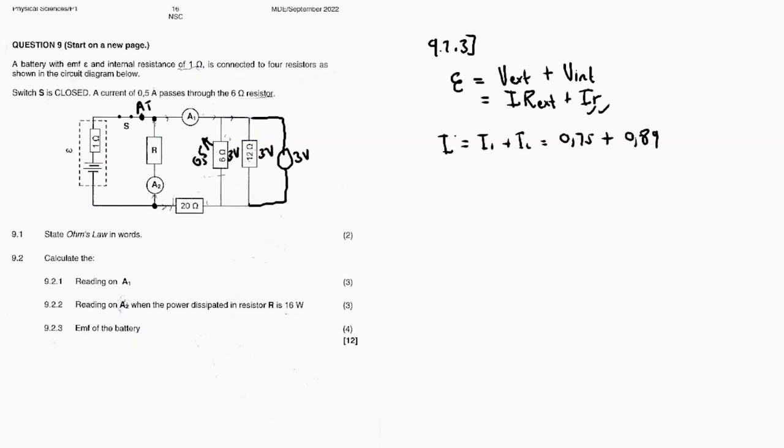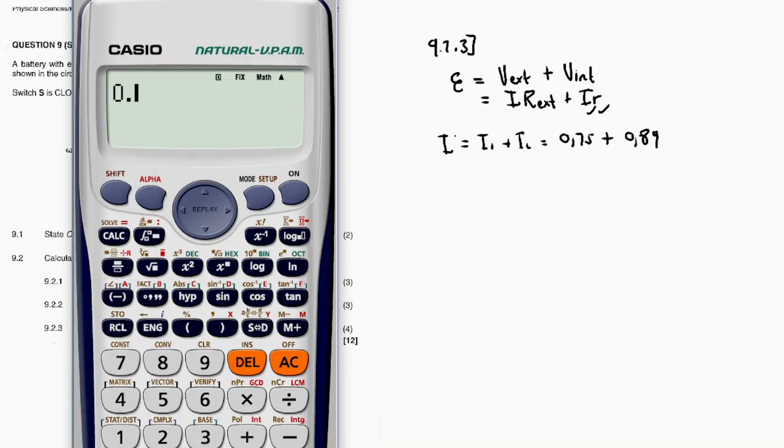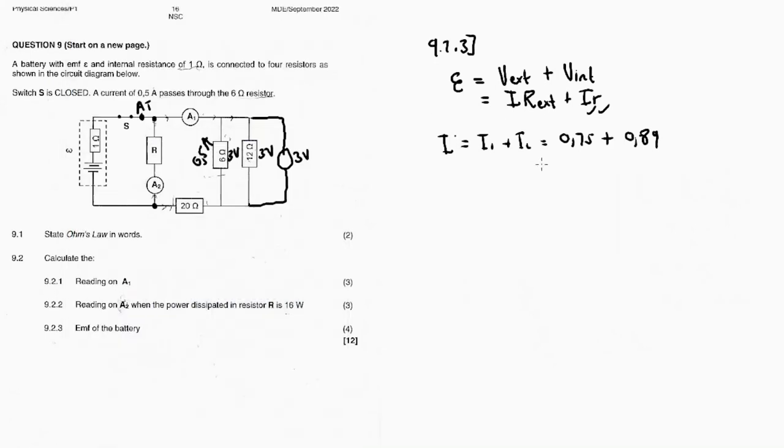Alright, now when I add, 0.75 plus 0.89 is equal to 1.64 amperes. So this is the total current. It's the current for the whole circuit. We need it for calculating EMF. Now I want the resistor in order to calculate the total effective resistance, or the total resistance for our circuit.